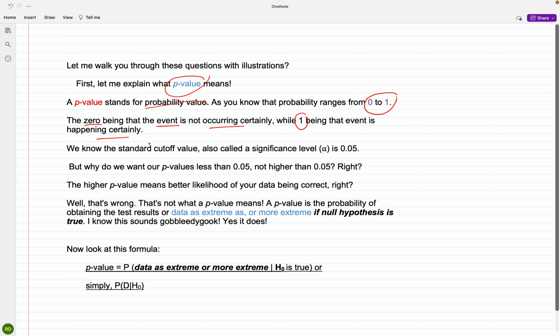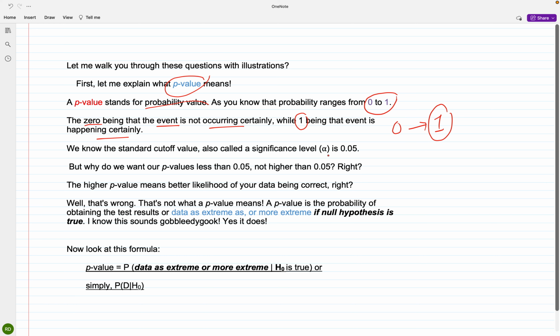And in research we use a standard cutoff to accept or reject the significance of our study, using the arbitrary number 0.05, which you also call significance level alpha. But why do we want our p-values less than 0.05, not higher than 0.05? Because remember, p-value ranges from 0 to 1, 1 being absolutely happening. Then we should be using higher p-values, right? Not lower. Higher p-value means the better likelihood of your data being correct. That feels right. But that's wrong.